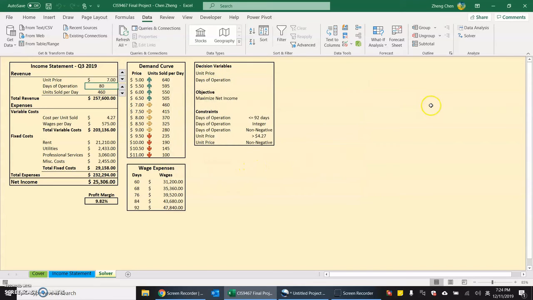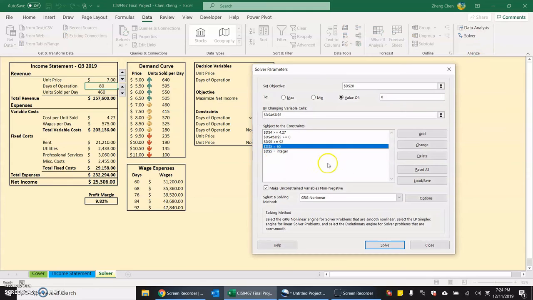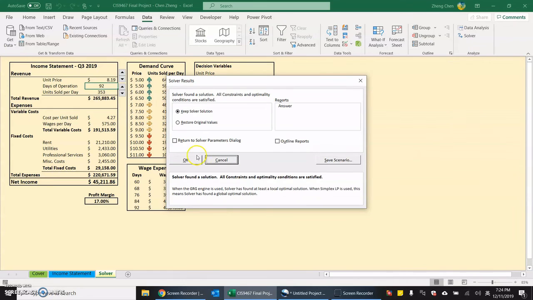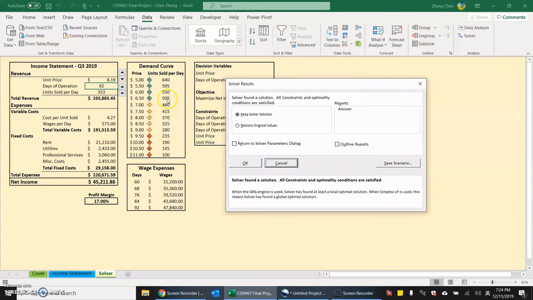And what if I want to find the maximizing profit? Then I go to Solver again, remove the 60 days constraint, and then maximize cell D20. And here I find that I need to work 92 days and the unit price should be $8.19 for the best demand. And here my profit margin will reach 17%.